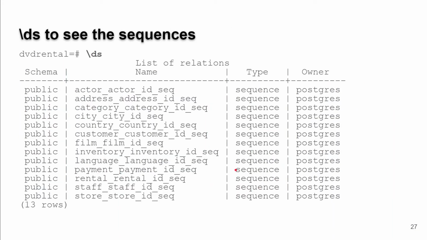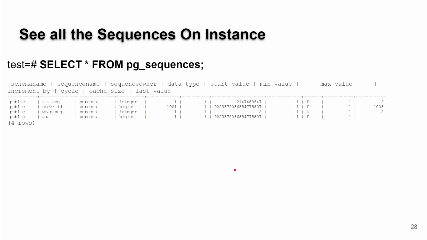Now, on your server, if you type in \ds, you'll see the sequences in a particular schema. And to see all the sequences on the instance, you can do select star from pg_sequences. Now, I'm going to do a quick little video to show you all these steps, and we'll cover everything that I just talked about.